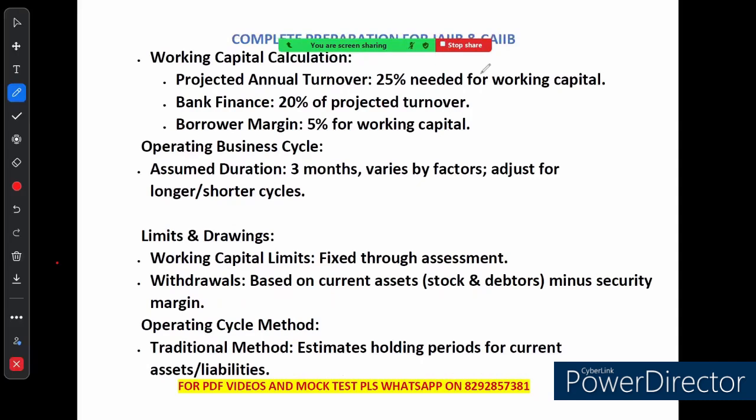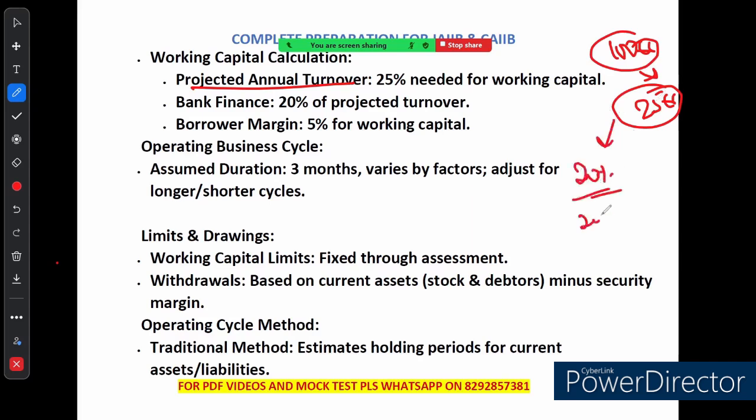The bank looks at the projected annual turnover of the business, right? Suppose that this is 100 crore. So 25% of this annual turnover is considered the working capital need, right? That 25% is considered the working capital need, for short term needs. For this 25 crore the bank will finance 20%, meaning 20 crore, and the remaining 5% is to be borne by the borrower, right?